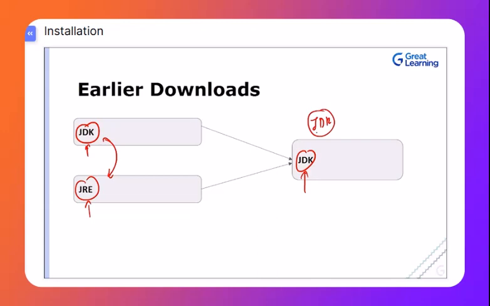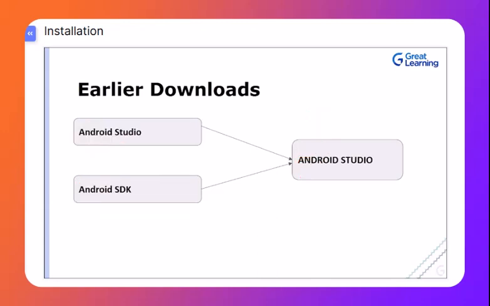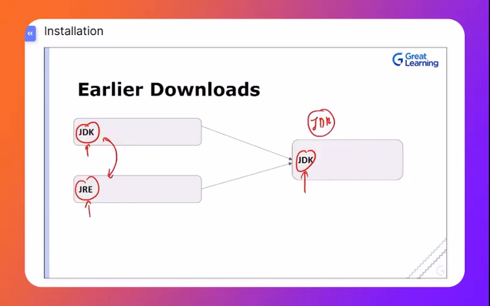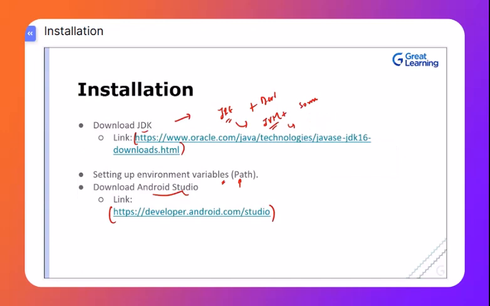Okay, and in earlier downloads, when we talked about Android Studio, we need to download two things: Android Studio and Android SDK. Right now, in newer versions, Android Studio comprises of both these things. Now that thing is gone. Okay, so now let's first get started with how to install JDK and how to download it and how to set the environment variables, and then we will see how to download Android Studio.